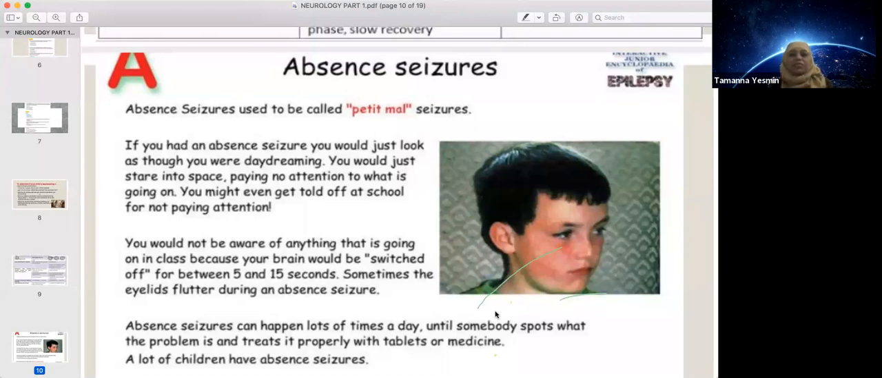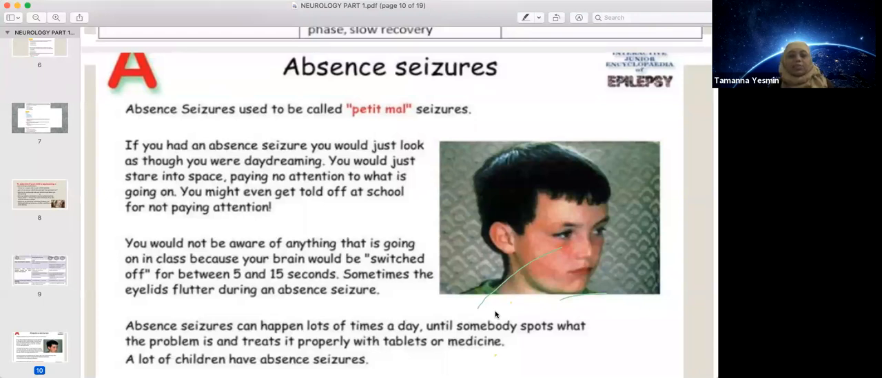Sometimes the school complains that your child doesn't concentrate in class, he's looking somewhere else. But when we take the history and do a full examination, the child does not respond during the event. This is called absence seizure. And it is actually very short, 5 to 15 seconds. Okay. Sometimes there is eye blinking, lip smacking, this kind of movement occurs.